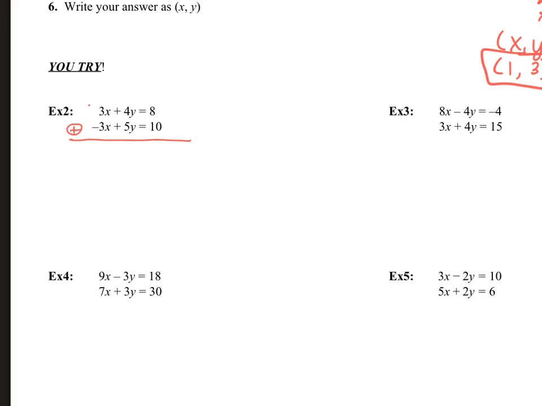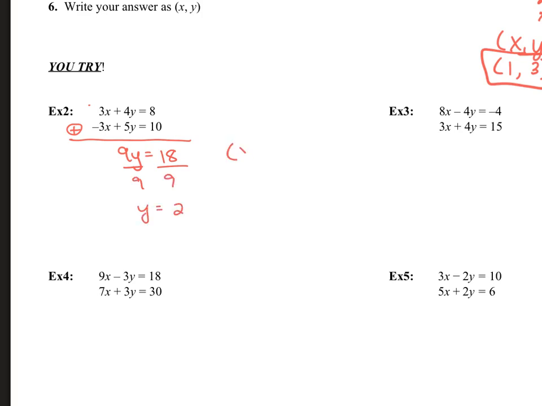And so now I'm going to do my tap, tap, tap method. So 3x plus negative 3x is 0. I don't even need to write it. 4y plus 5y, that's 9y. Bring down my equal sign. 8 plus 10 is 18. And so now I've got y being bothered by 9. It's multiplying, therefore I'm going to divide. 18 divided by 9 is 2.